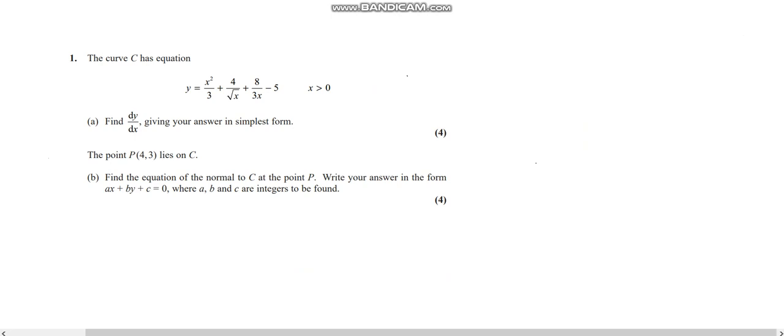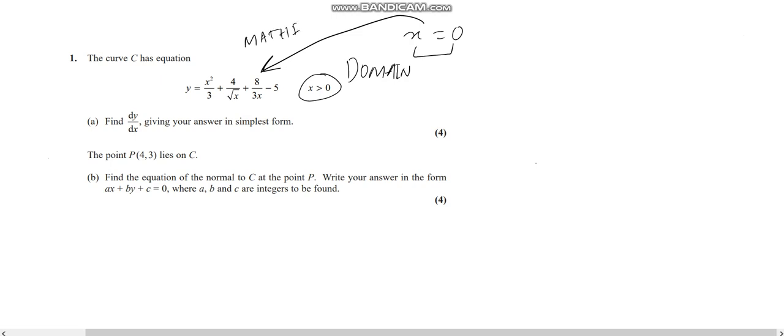So the first question is a very basic differentiation question where you can see the curve C has equation y equals x squared upon 3 plus 4 upon root of x plus 8 upon 3x minus 5, with x greater than 0 as the domain. Most people don't know how to handle this, but what you have to do is just put the x value as equal to 0 and substitute it back into y, and you'll get a math error.